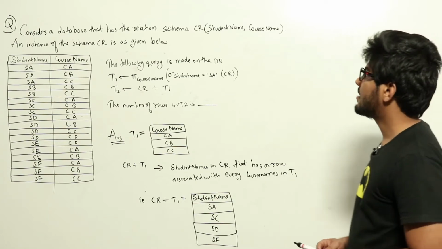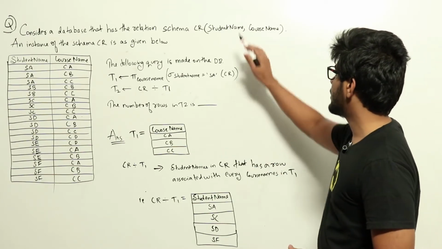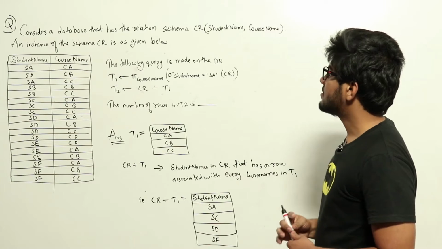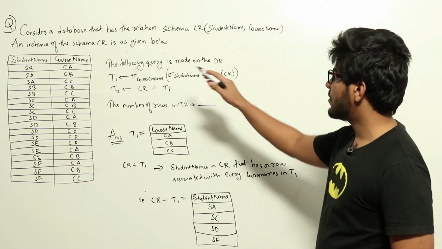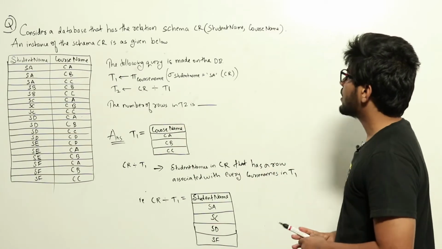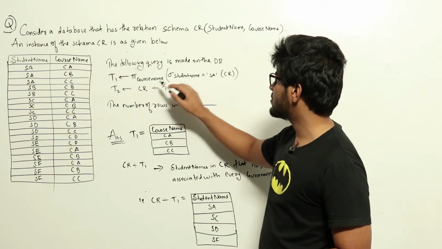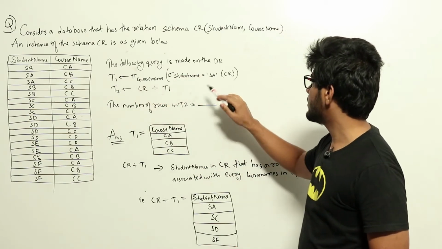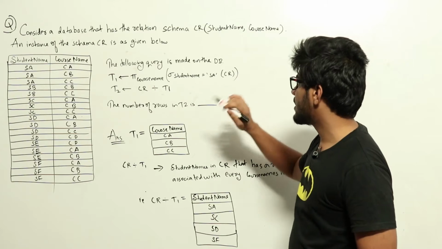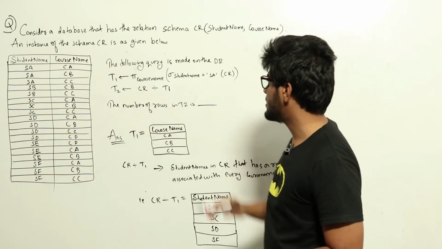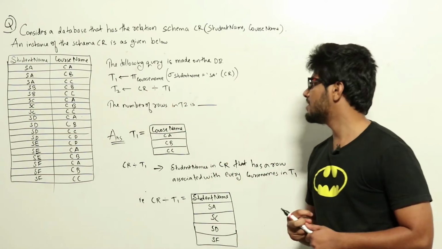Consider a database that has a relation schema CR, student name, course name. An instance of the schema CR is given below. The following query is made on the DB. T1 is pi of course name, sigma student name equals SA, from CR, and T2 is CR divided by T1. The number of rows in T2 is.